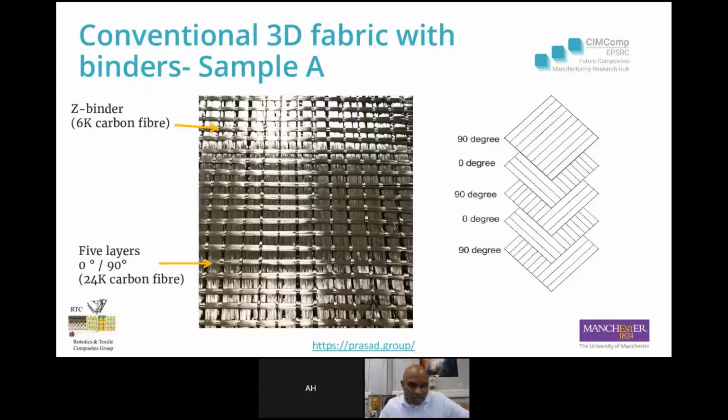We developed two sets of samples at coupon level to compare the mechanical properties between the conventional 3D fabric and multi-axial 3D fabric. This is sample A. It's a 5-layer 3D structure with fibers in 0 and 90 direction. We use 24K carbon fiber in 0-90 and 6K fiber as a binder.